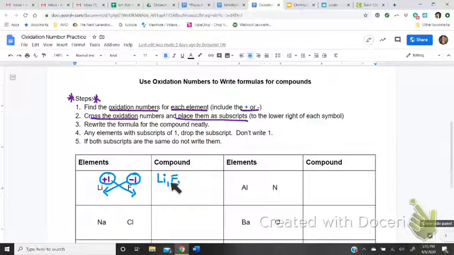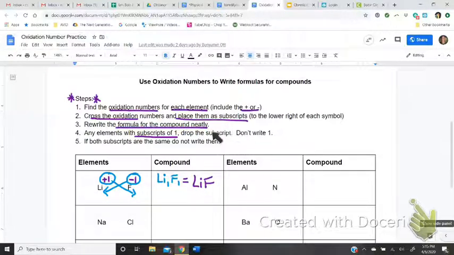So notice that there's no charges down here. Your subscripts should never have a charge with it. But when you're identifying your oxidation numbers, they will have a charge because that's helping you identify how many elements you need in the compound in order for it to be happy or have those 8 valence electrons. So then you're going to rewrite the formula for the compound neatly, which will look like this. In this case, though, this is going to follow one of the rules. Any element with the subscript of 1, you're going to drop that subscript. And so you're going to say just LiF, and we would name this lithium fluoride.